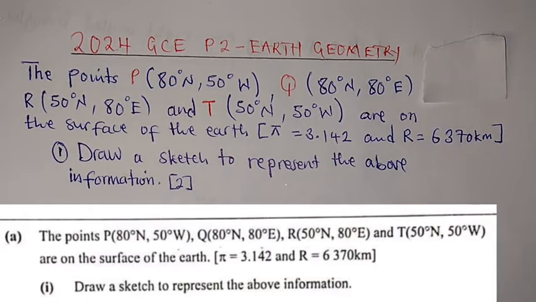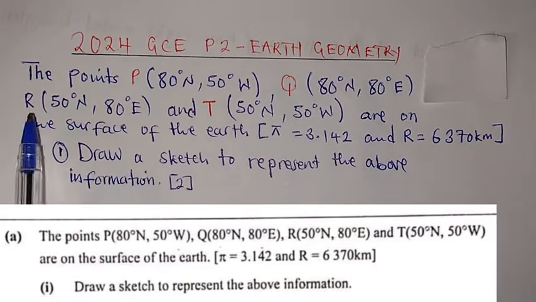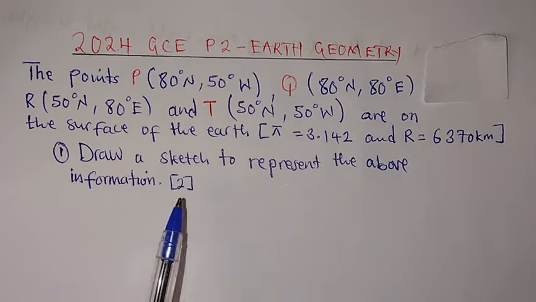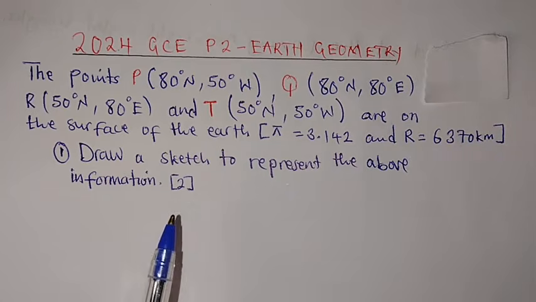So we need to come up with a sketch that will show the model of the Earth, where these points P, Q, R, and T are going to lie. Okay, so it's just a sketch that is carrying 2 marks. Then from there, we are going to proceed to our second question.